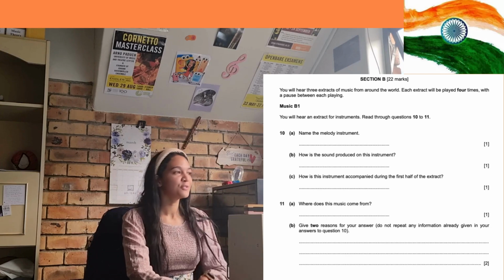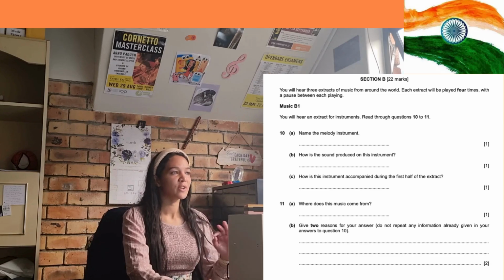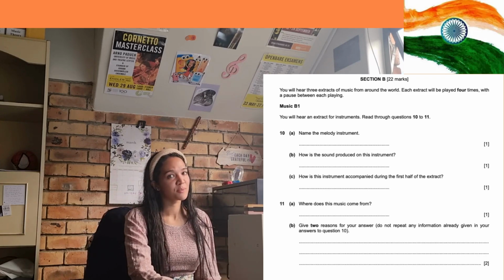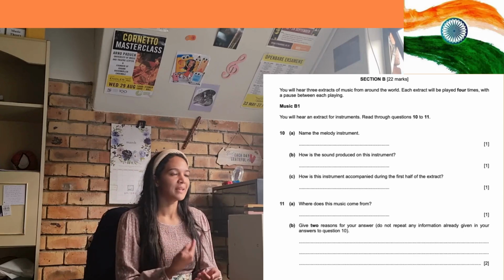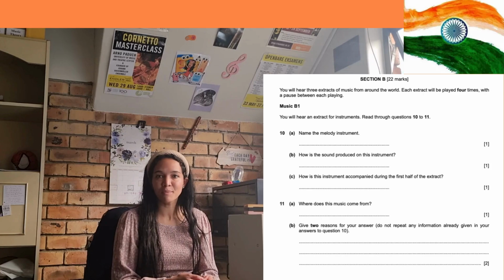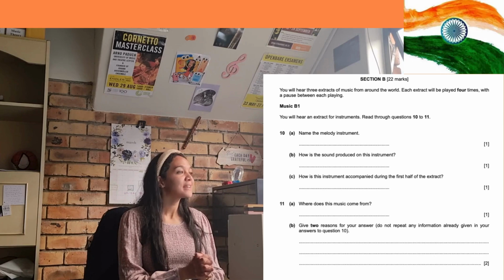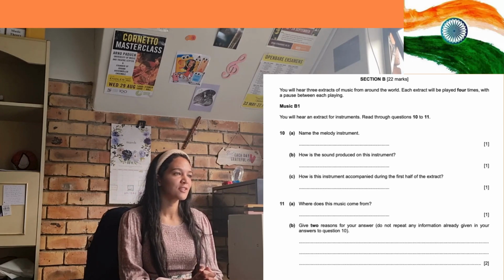They ask us to firstly name the melody instrument. So they do tell us we will be hearing an extract for instruments, so we have to name the melody instrument here. Then, next question, how is the sound produced on this instrument? So, do we blow it? Do we hit it? Do we strike it with a bow? What do we do?